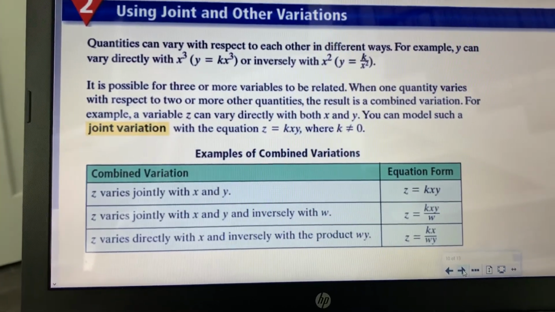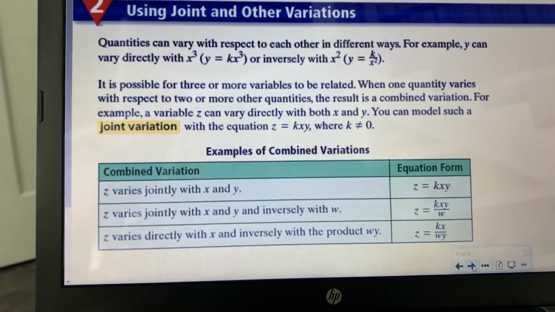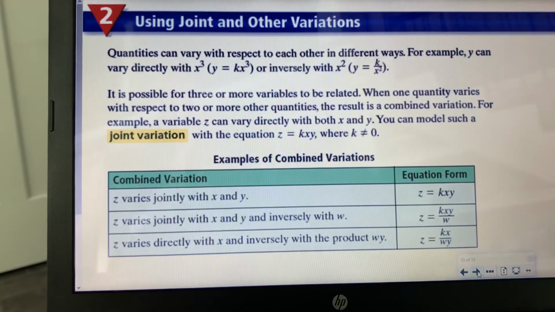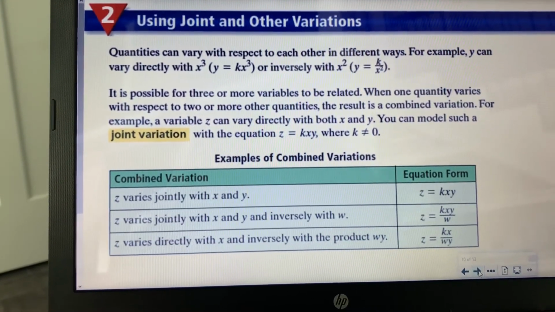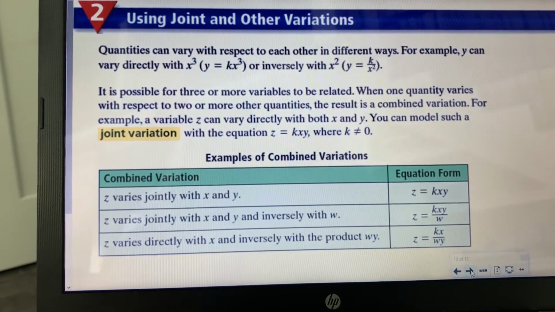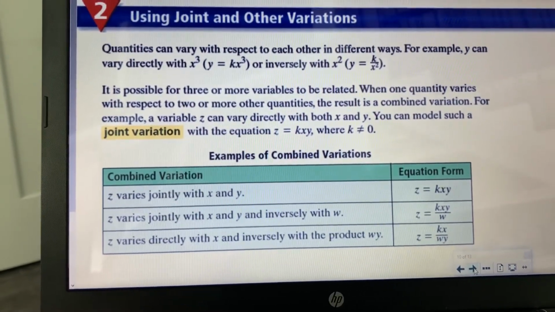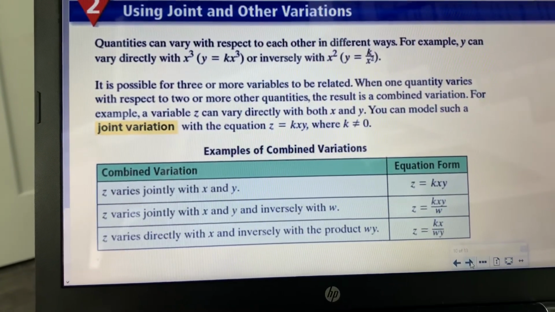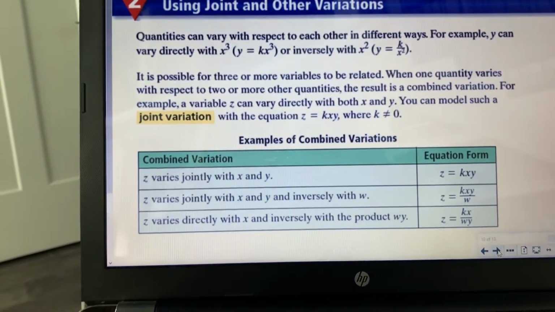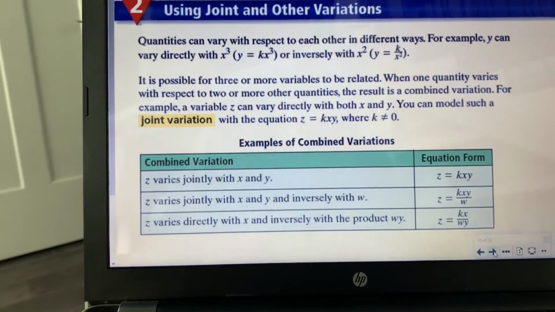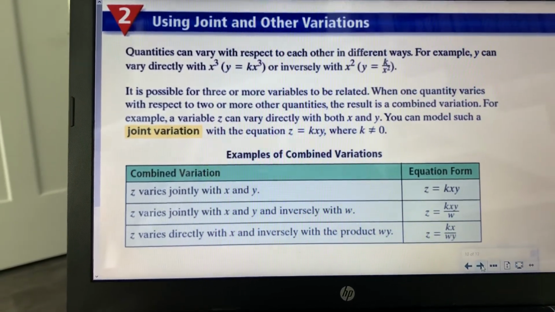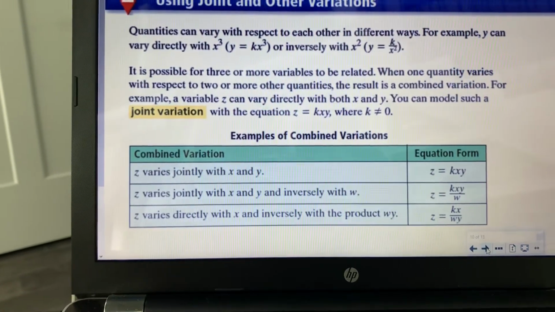We did talk about this with direct variations also. We talked about joint variations at that time. For example, a variable z can vary directly with both x and y. You can model such a joint variation with the equation z equals kxy. It just has the k value in there, but it has an x and a y because it's joint. It's direct with both of those. So just remember, joint variation means direct variation, but with more than one thing. Z varies jointly with x and y would be z equals kxy.